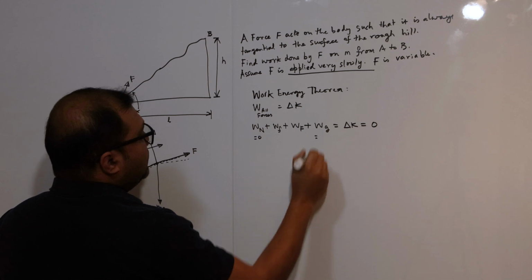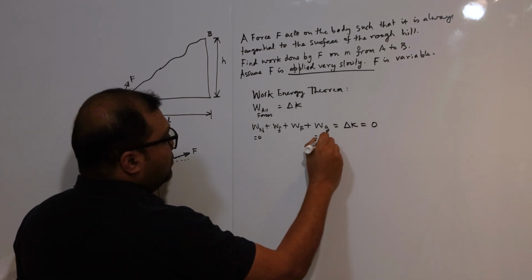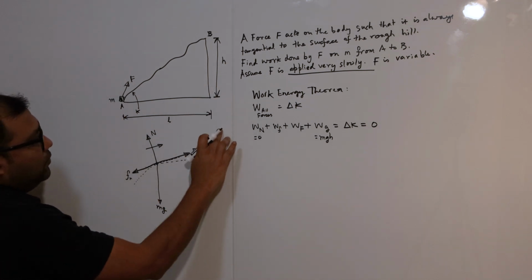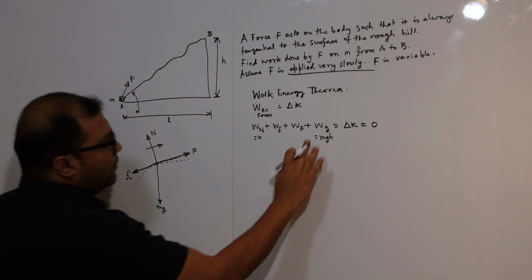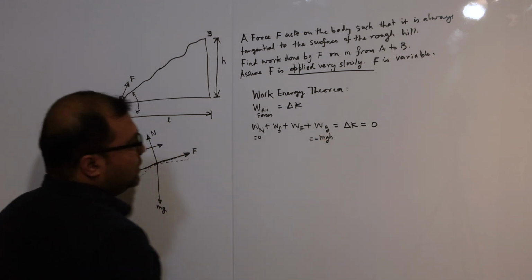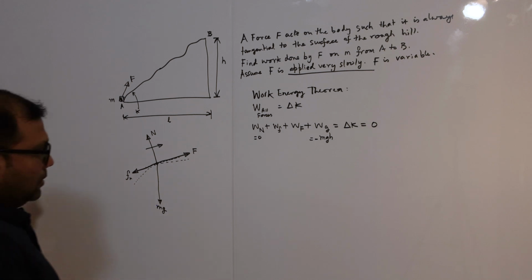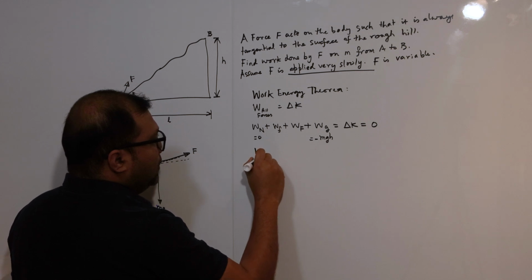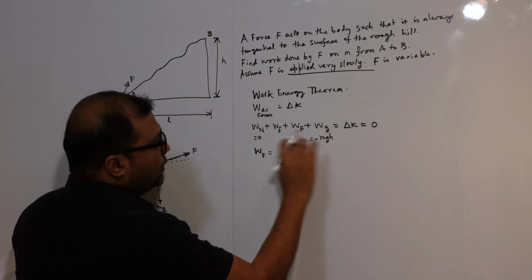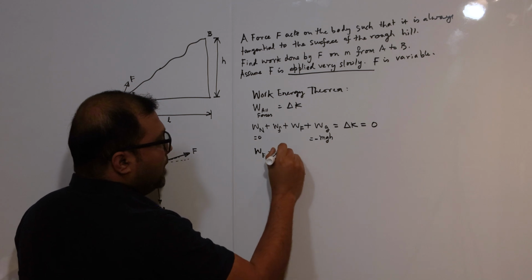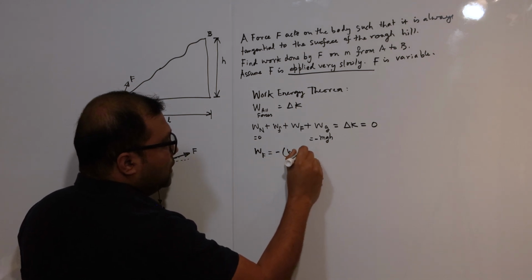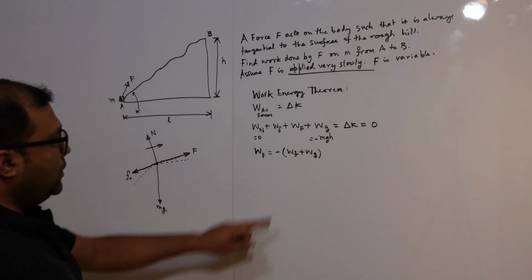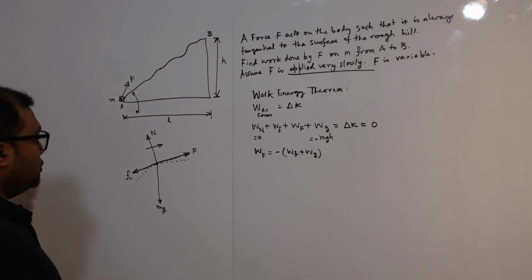So work done by gravity is mgh, but remember gravity force is downward, the displacement is upward, so this should be minus mgh. Okay, we will come to that, let's say. So our goal is to find out work done by F. So this is equal to, if we take this and this the other side, minus work done by friction plus work done by gravity. So work done by gravity we already know. The only problem then is to find work done by friction.